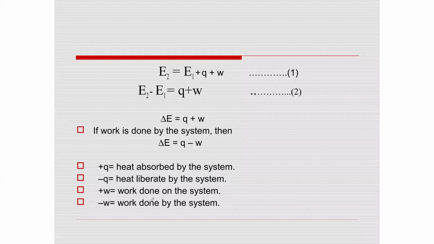So we should understand this. The work done on the system is always plus W. The work done by the system, if the system is the one that does the work, then it's negative. If the work is done on the system, for example, if it is the surroundings that did the work on the system, then we have plus W. So please, we should understand these different cases; it is important.